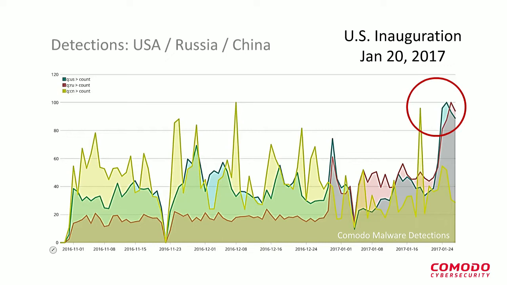And then I look for spikes, and I can change the view to see individual families or variants of malware, particular Trojans, et cetera. In this case, it's just everything. So there's a nice circle, as you can see, right around the end of January 2017, and that's Donald Trump's election or inauguration. At this point, you might not believe that such a correlation is possible, but I'm going to show you that it's in fact the case. And I'll explain to you quickly the way it works.